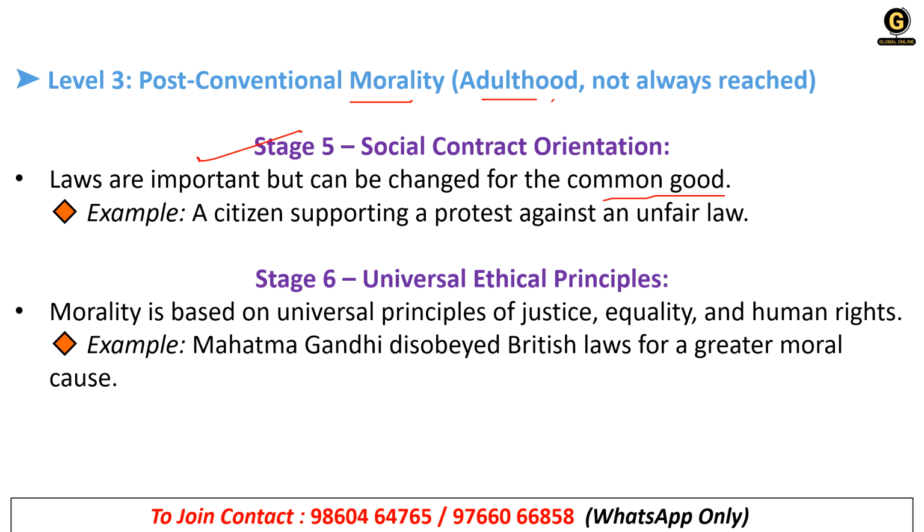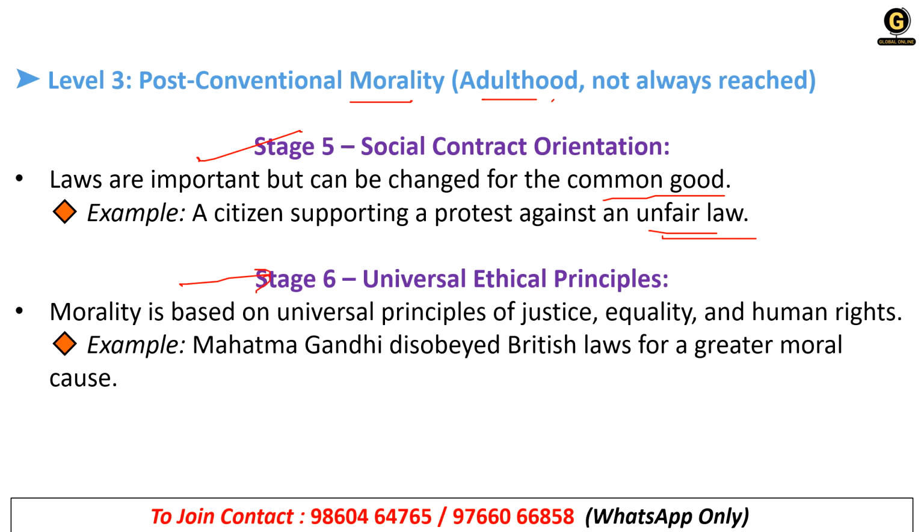In stage 5, the child is that much aware, or that much clever, or we can say the intellectual ability and thinking ability will be that much developed. They will understand how those rules or laws that we maintained when we were children are not that important for the majority of people, so that rule should be broken, or that rule should be modified. Clear? For example, a citizen supporting a protest against unfair laws. Okay, why are people protesting? Because that rule or that law is not beneficial for the people.